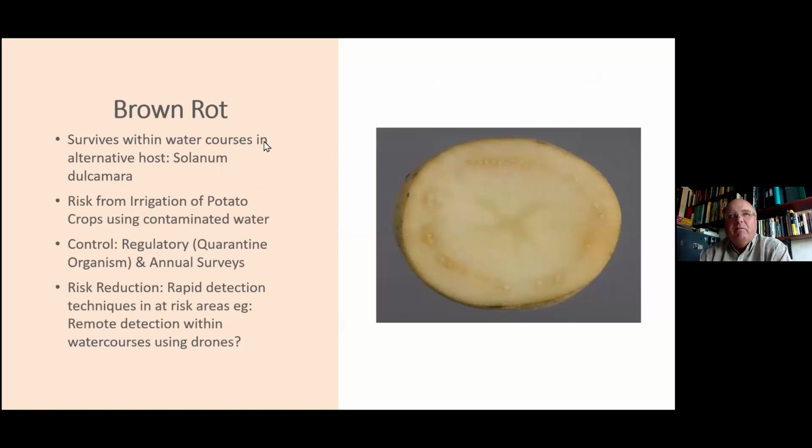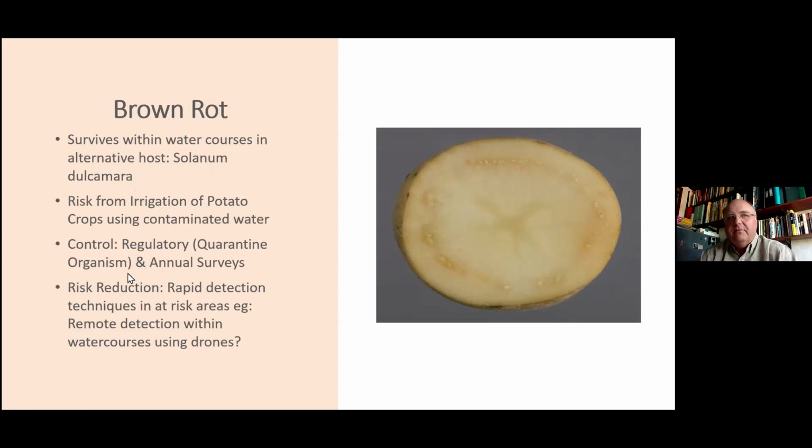Brown rot: one of its concerns for establishment is that, like many bacteria, it has an alternative host in Solanum dulcamara, which is present in a lot of watercourses within Europe, and therefore it survives whilst outside of the potato host. The risk for the potato sector is from irrigation out of those watercourses onto potato crops, and then cross-contaminating into the potatoes.